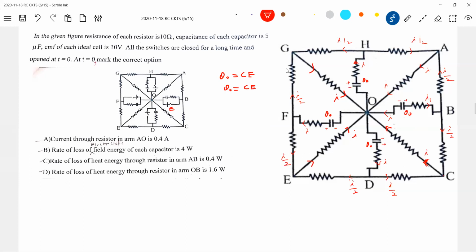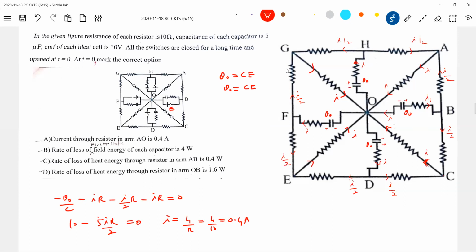So we'll apply the loop equation. Pick up any one loop. So minus Q naught by C, minus IR, minus I by 2 R, plus minus IR, all set equal to 0. So what is Q naught by C? Should be 10, I into (5/2) I R by 2 equal to 0. So I is equal to 4 by R. R is how much, given? 10 ohm. 4 by 10, 0.4 ampere.